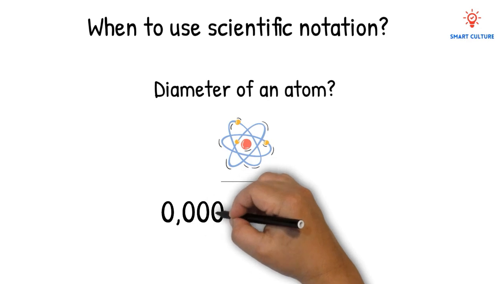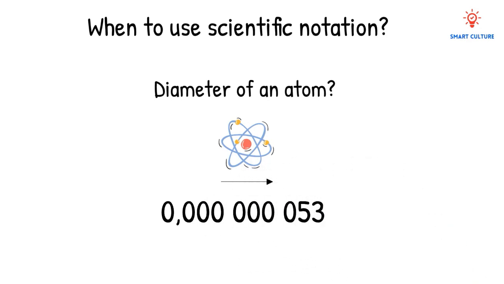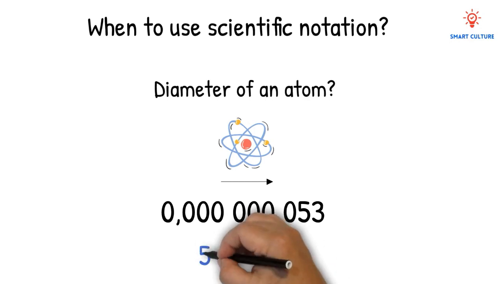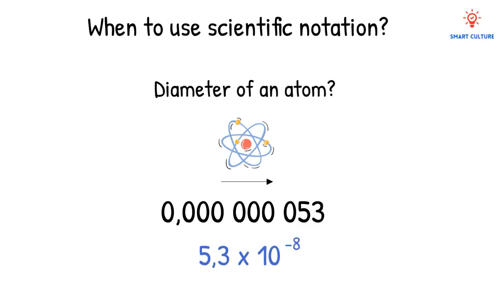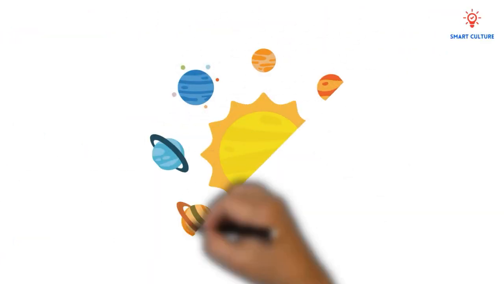So this would be a minute number, like 0.00000053. That is quite long to write when you are working out sums. This is why we use scientific notation. Because instead of writing that long decimal with all of those noughts, we would write 5.3 times 10 to the power of negative 8.